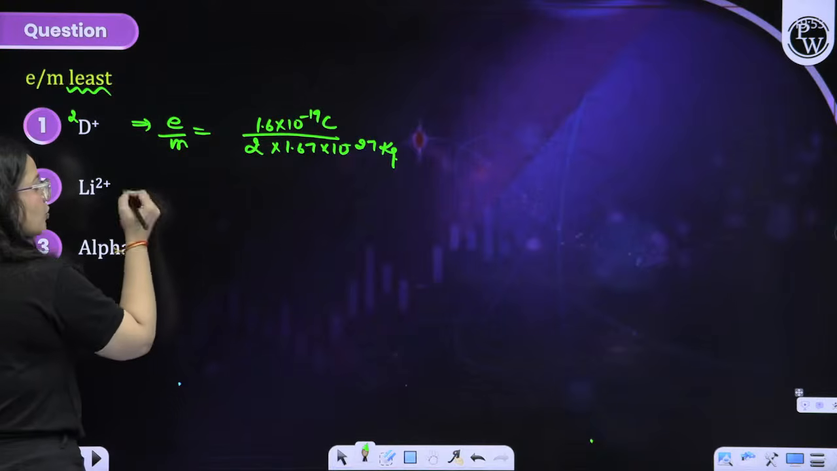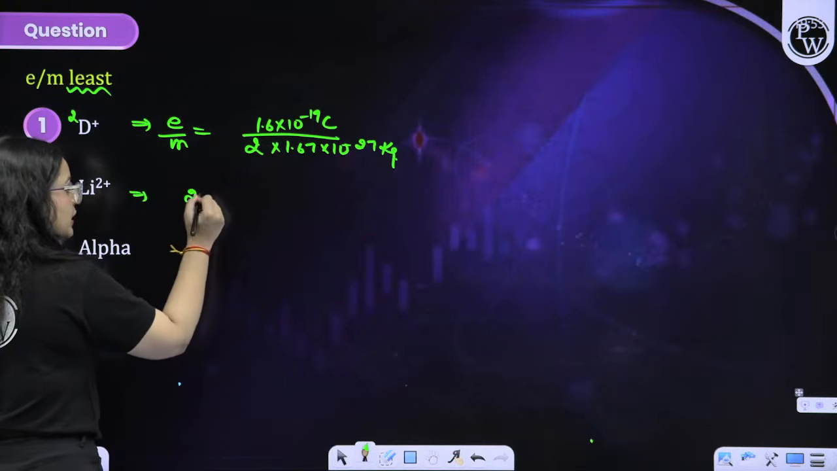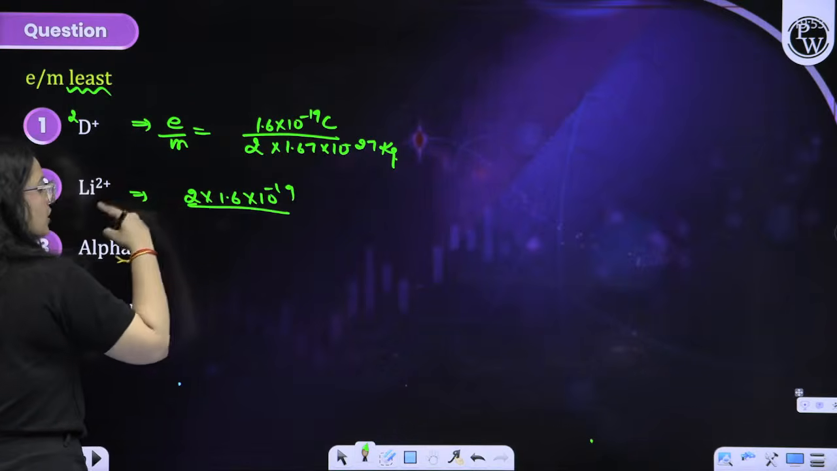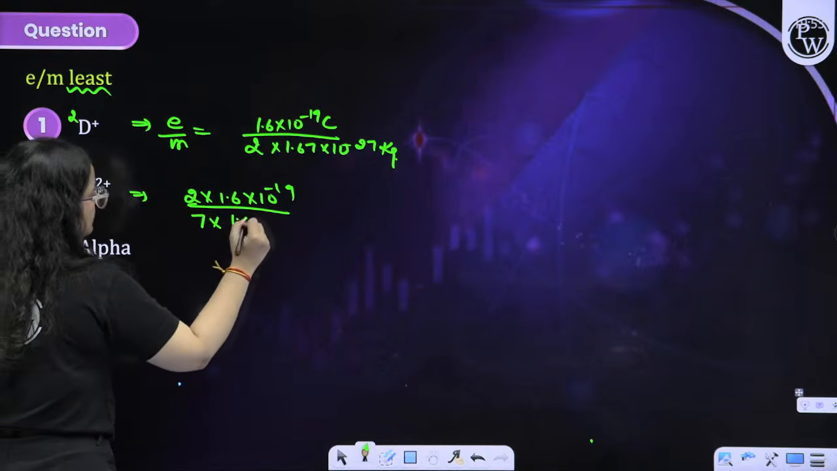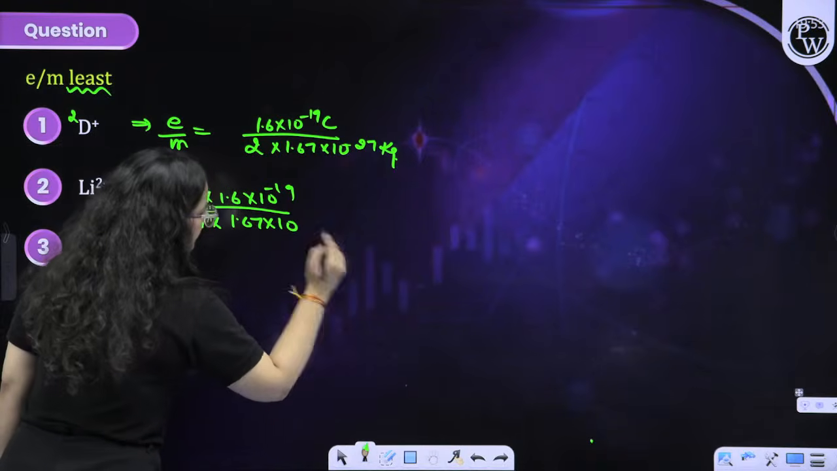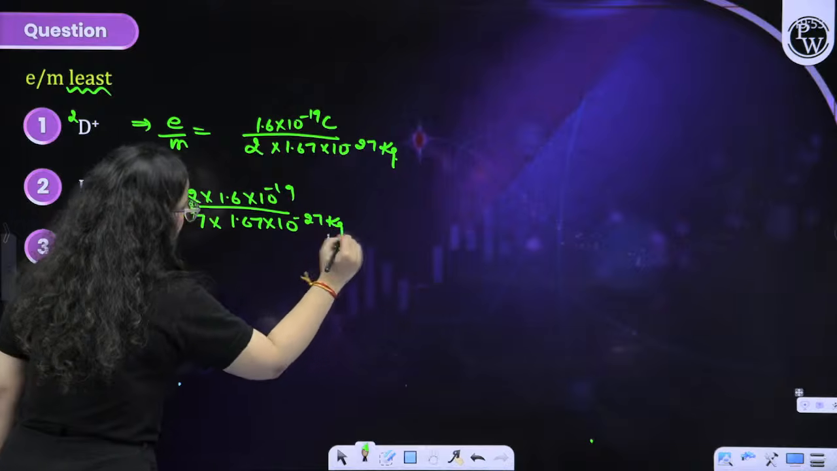For lithium 2 positive, that means 2 times that electronic charge, and the mass value comes out to be 7 amu, that is 7 × 1.67 × 10 raised to minus 27 kilograms, right? Like this.